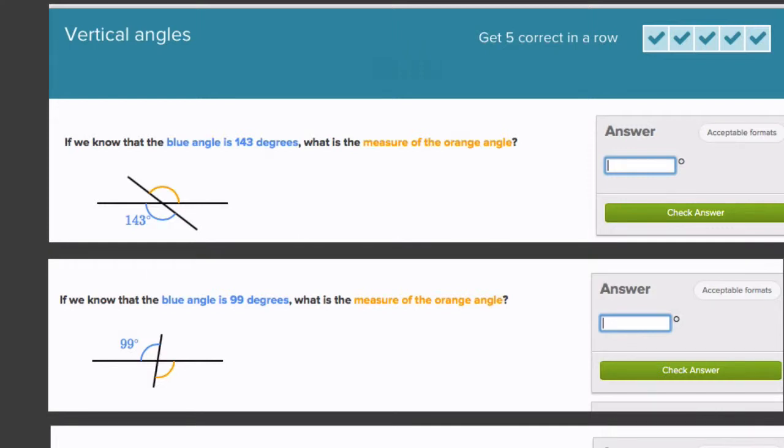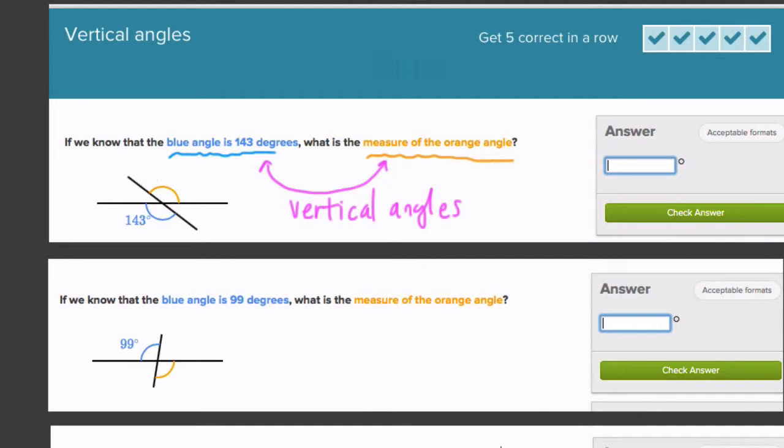Okay, in this video we're going to quickly introduce the vertical angle module on Khan Academy. And what you're doing in each of these module questions is to look at the blue angle they give you and then find the measure of the orange angle. And the trick here is to know, of course, that these two angles are called vertical angles and that they are always equal. So we'll go quickly through 5 examples and then I'll show you a few common misconceptions.